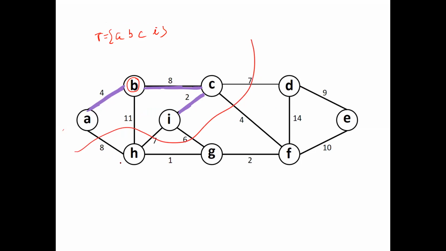Out of these set of vertices, if you consider the possible edges which are going from the edge to this partition on the other side of the red color, that is 8, 11 and 7. So the minimum cost edge is 7. We're picking this edge for our purpose.